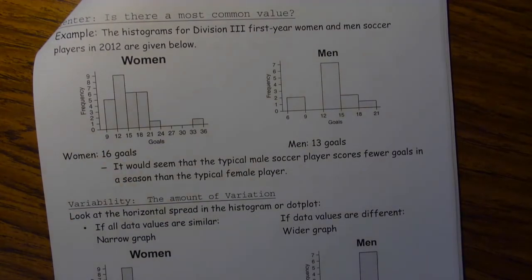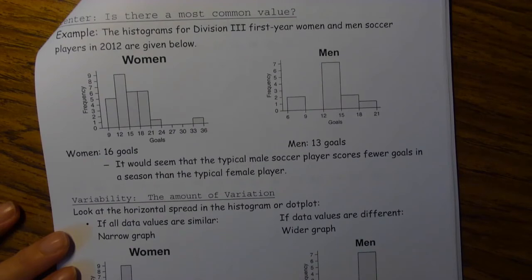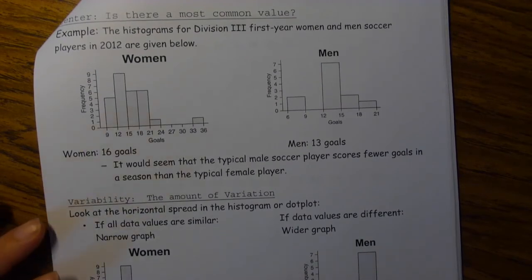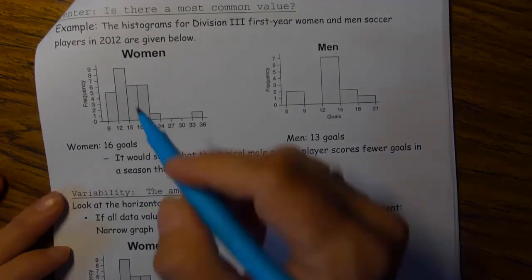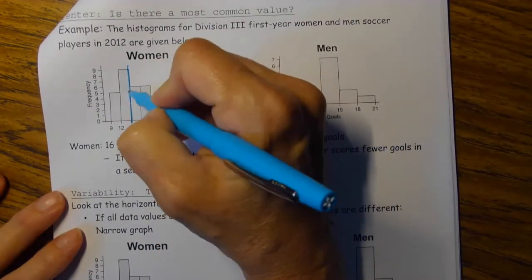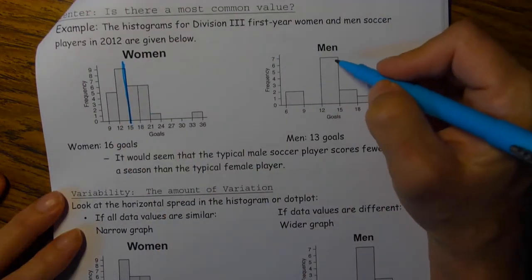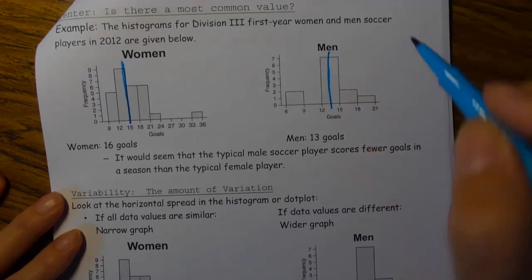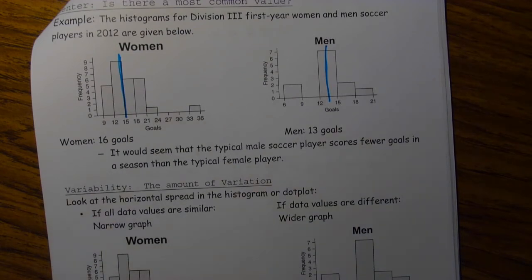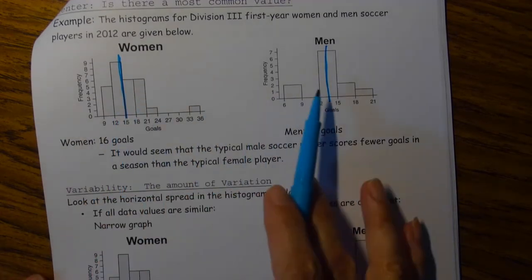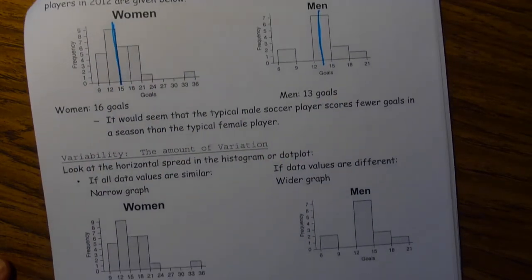Center, is there a most common value? The histograms for Division III first-year women's soccer players and men's soccer players are given below. So the number of goals they made. If we look at this, for the women, we have a center right here. And for the men, we have a center right here. For the women, it's 16 goals, the men is 13 goals. It would seem that a typical male soccer player scores fewer goals in a season than a typical female soccer player. Okay, so we want to look at the center, what's going on there.